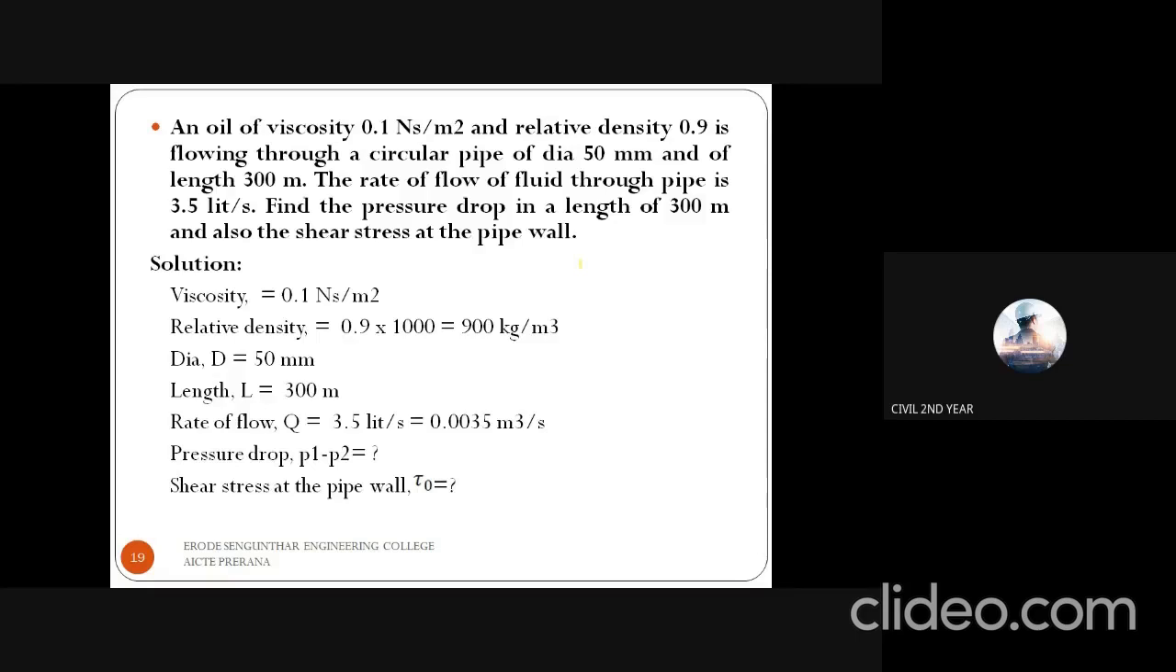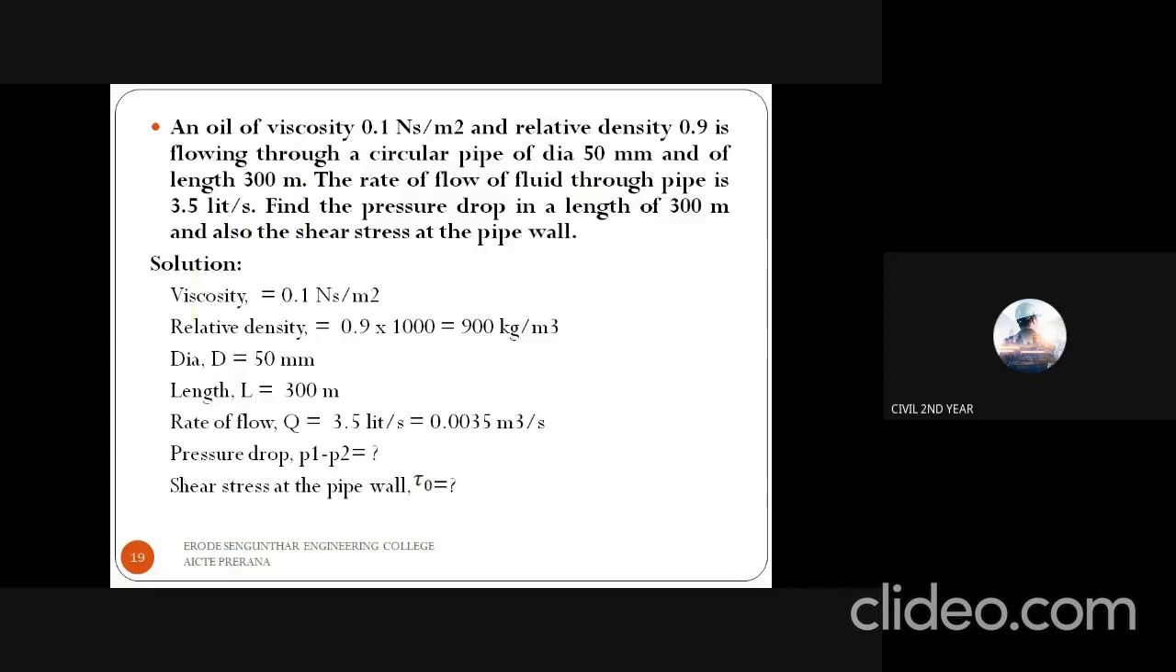The question is: an oil of viscosity 0.1 Newton seconds per meter square and relative density 0.9 is flowing through a circular pipe of diameter 50 mm and of length 300 m. The rate of flow of fluid through the pipe is 3.5 liters per second. Find the pressure drop in a length of 300 meters and also the shear stress at the pipe wall.